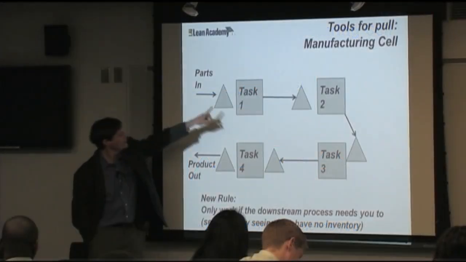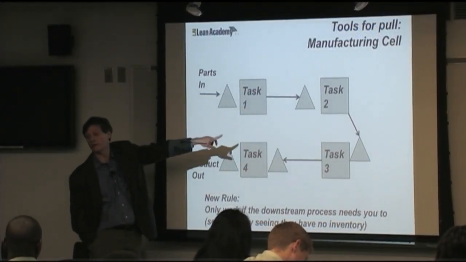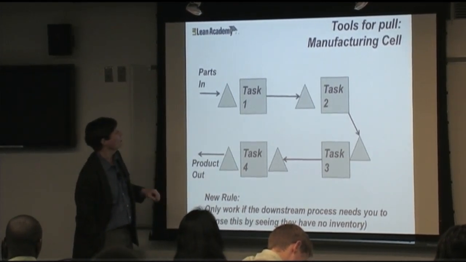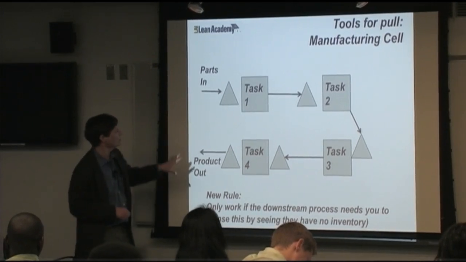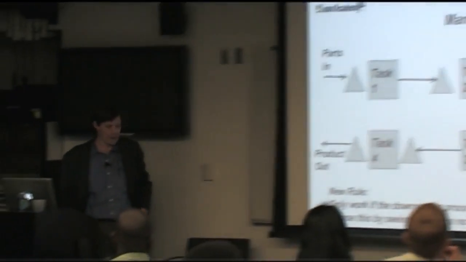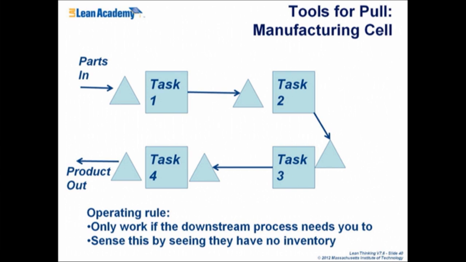But the basic idea is, if we have some tasks that can be balanced, that can be made to take about the same time, and that aren't dependent on a big batch machine like those cutters, then we can line them up, balance them so they take about the same time, and then put in a very interesting rule. Instead of a big complicated scheduling system, we say, don't work unless the downstream process needs you to, and you can tell whether it needs you to. You don't even have to ask, by the fact that their inventory bin is empty. So a very simple rule.